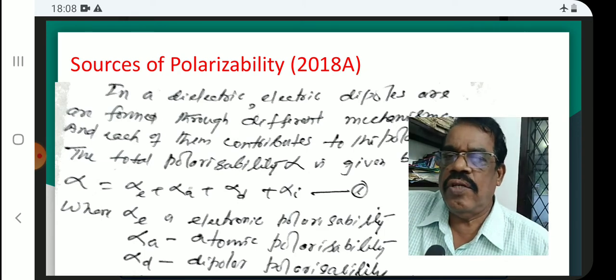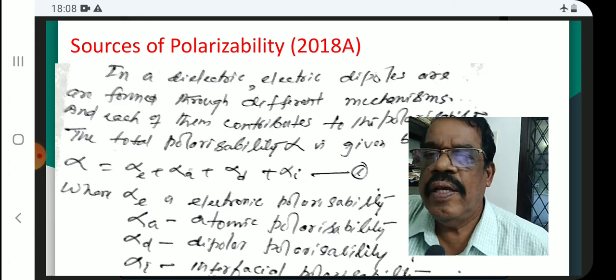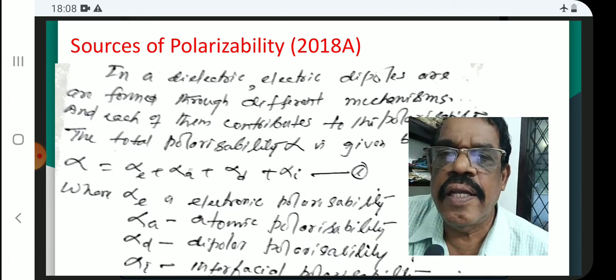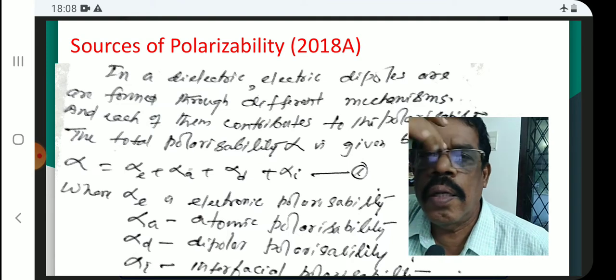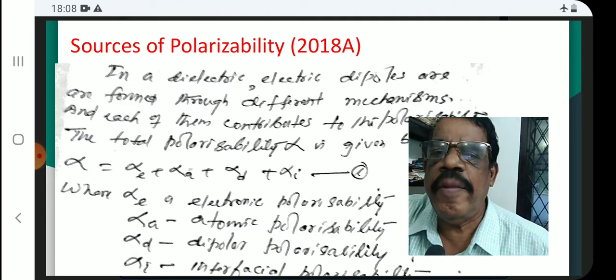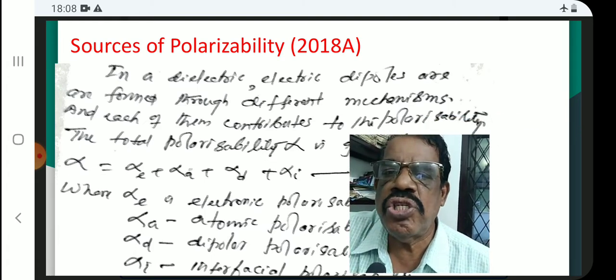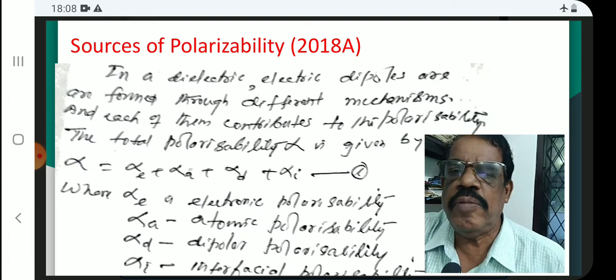It is a 2018 question. Sources of polarizability, what are they? In a dielectric, electric dipoles are formed through different mechanisms, and each of them contributes to the polarizability.